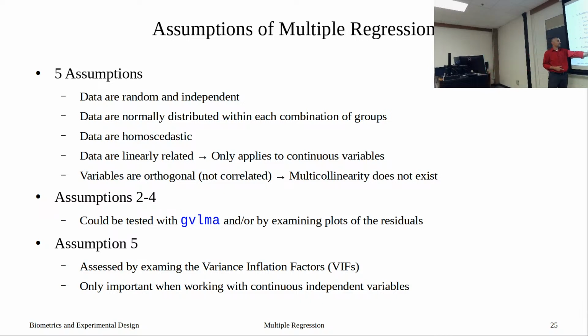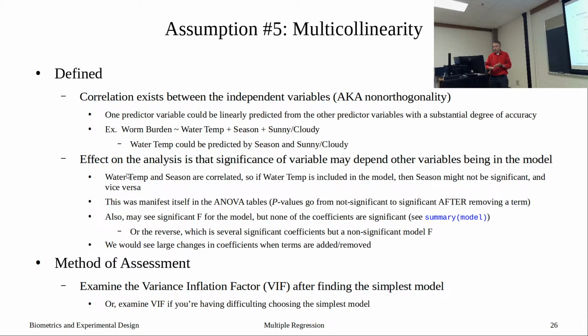This function, VIF, is built into the car package. Very easy to do, but there are some rules on which values reported by the VIF function we'll use to determine whether or not this assumption is met. And again, this assumption 5 only pertains to our continuous variables. So, multicollinearity is defined as correlation between our independent variables.